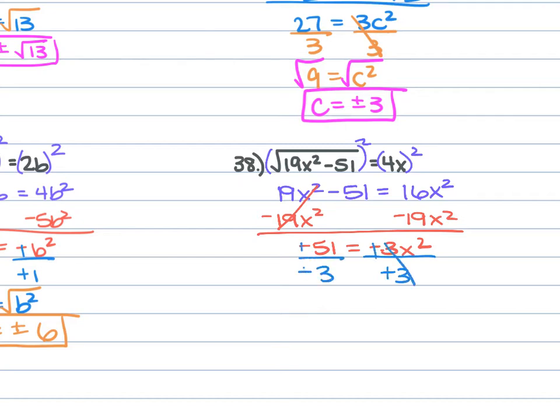These all turn positive. 3 goes into 5 once with 2 left over. 3 goes into 21 7 times. So 17 is equal to x squared. We're going to take the square root of both sides, and x is going to equal plus or minus square root of 17.